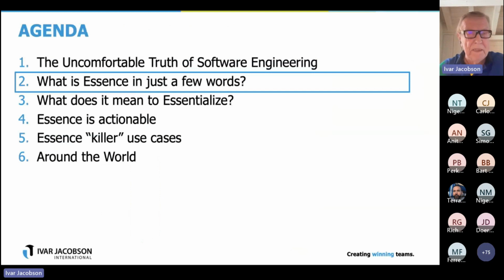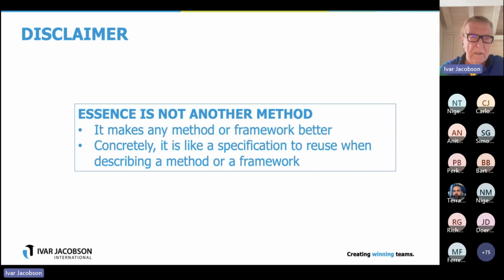So now let me describe Essence in just a few words. First, a disclaimer: it's not another method. It makes any method or framework significantly better, as far as we have seen so far. Concretely, it's like a specification to reuse when you describe a method or framework.